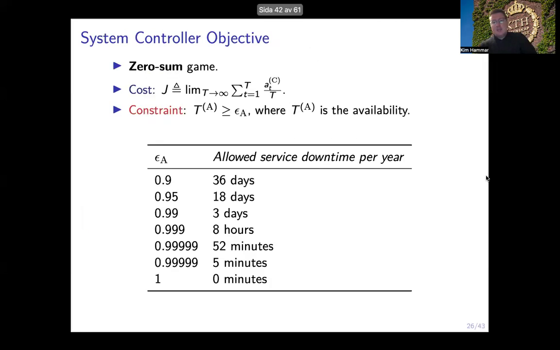the objective is to minimize the number of added nodes, because adding a node incurs a cost to the system. But at the same time, we need to ensure that the service availability is greater than or equal to some chosen value epsilon. And you can see in the table here how the value of epsilon translates into allowed downtime per year. So for example, if we choose epsilon to be 3 nines, then we only allow for 8 hours of downtime. And by defining the game in this way, we can now analyze the reliability of our system from a game-theoretic perspective.